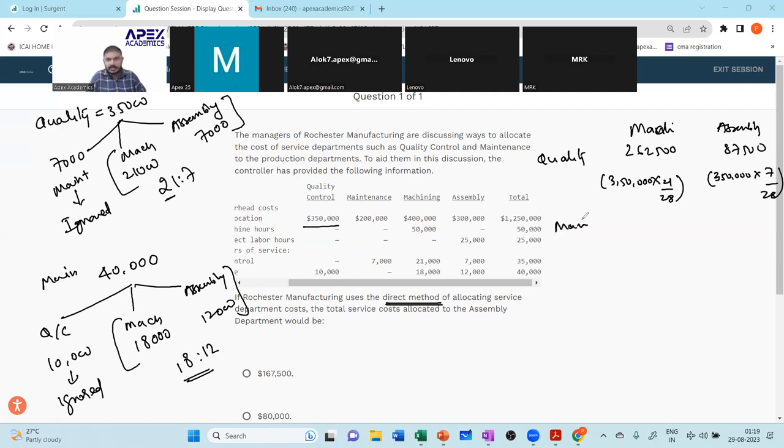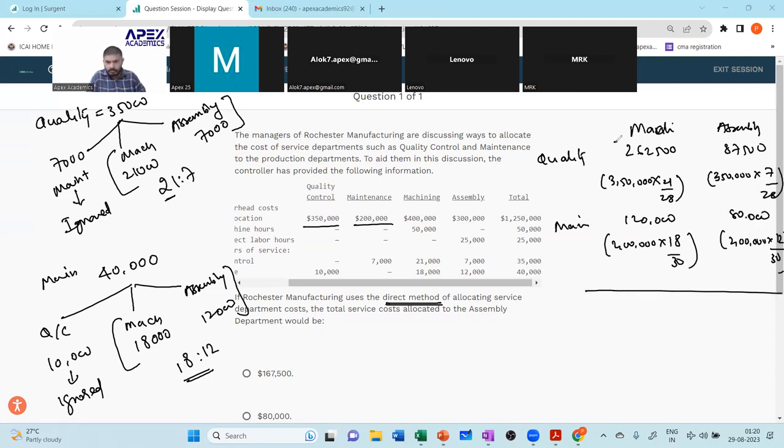Now put maintenance. Maintenance, what is total? 2 lakh. I have to break it in what ratio? 18:30. And over here, I have to break it in the ratio 12:30. So here it will become 1,20,000. And here it will become 80,000. So what is total put into machining? I am putting 382,500 over here. And over here I put 167,500. This is your answer. So Maruf gave the answer at the starting of the lecture, 167,500. So did Monica. They are correct.